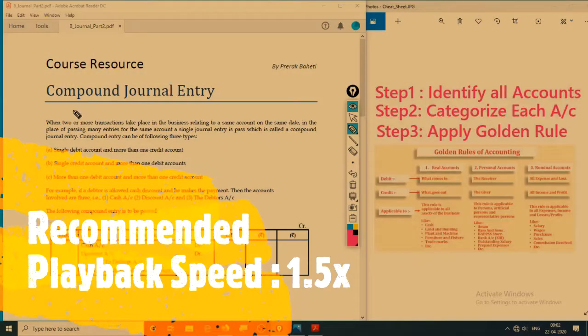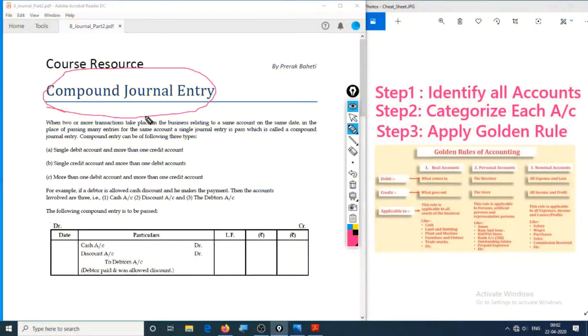Now, let's take a quick look at what a compound journal entry is. A journal entry that we have studied till now involves two accounts. But what if a journal entry has two plus accounts? Well, it just sounds so technical, but it is not. So, let's see the example right here.